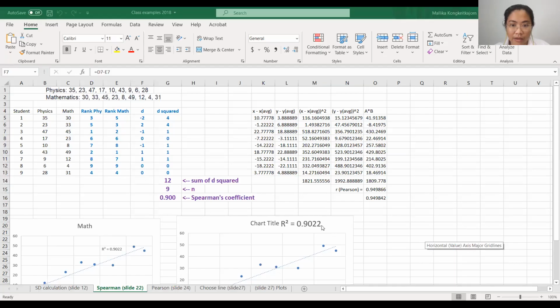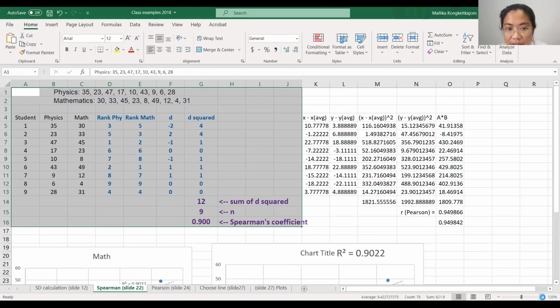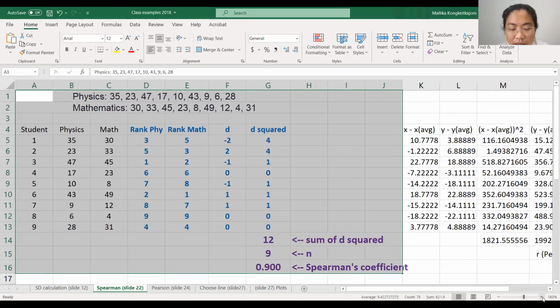Okay, I hope you are trying something for yourself while I am showing this to you, okay? So this is the part we are looking at right now. Okay, I think I blew it up a little bit.